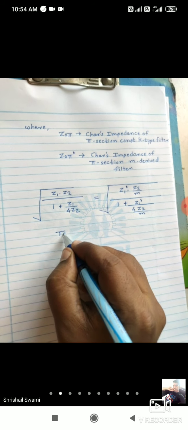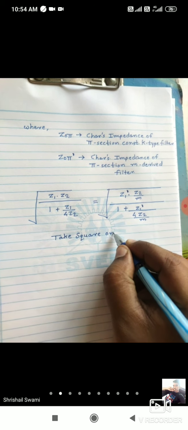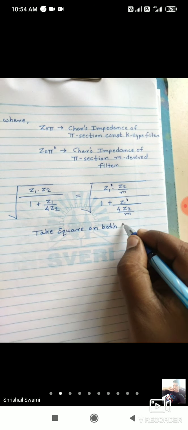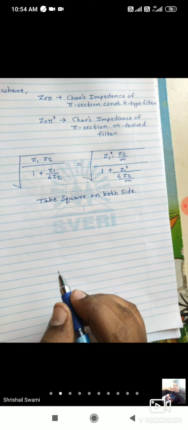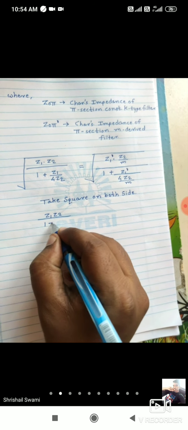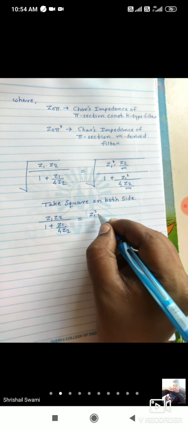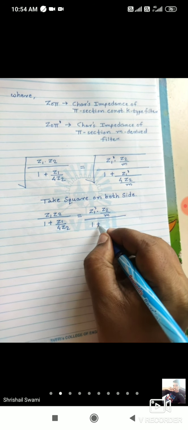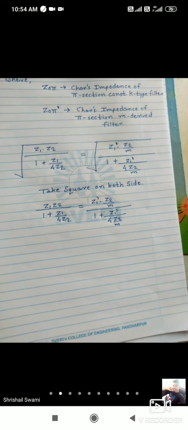Okay, now take the square on both sides. So what are we getting? Z1 Z2 divided by 1 plus Z1 by 4 Z2 is equal to Z1 dash into Z2 by M, divided by 1 plus Z1 dash divided by 4 Z2 by M.